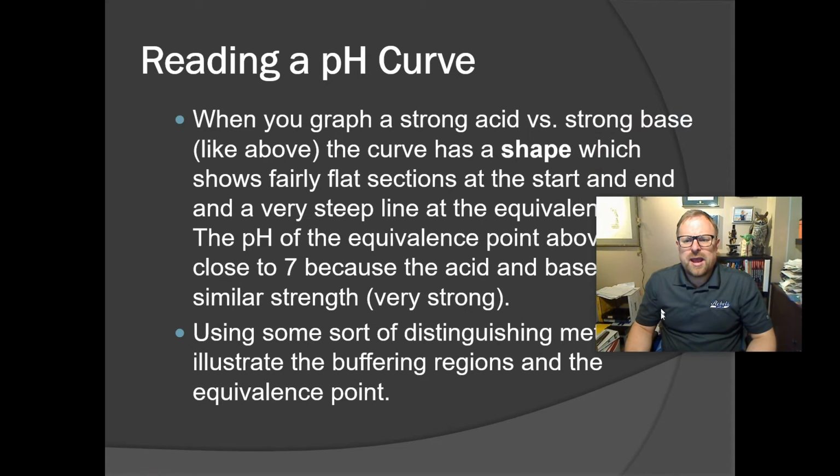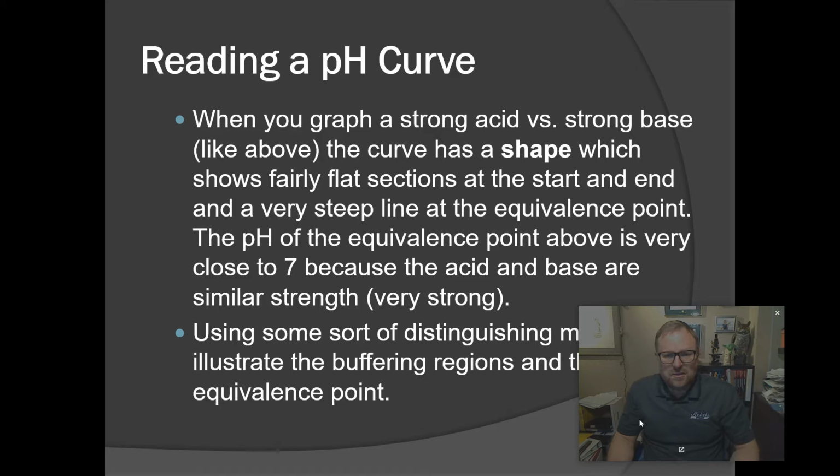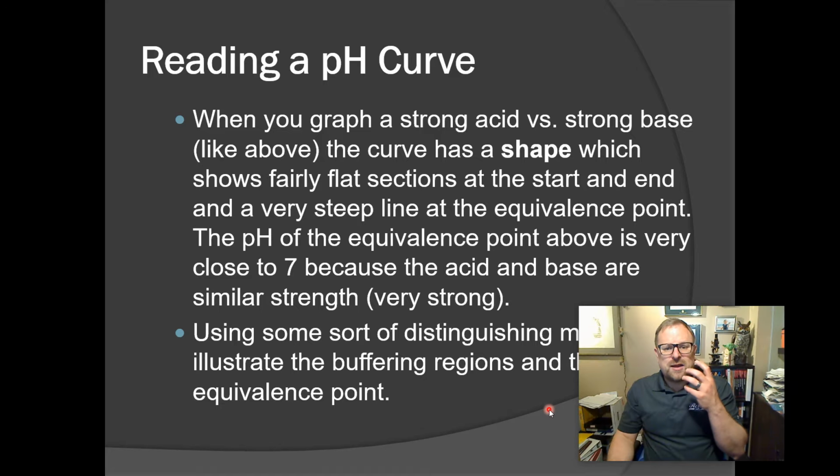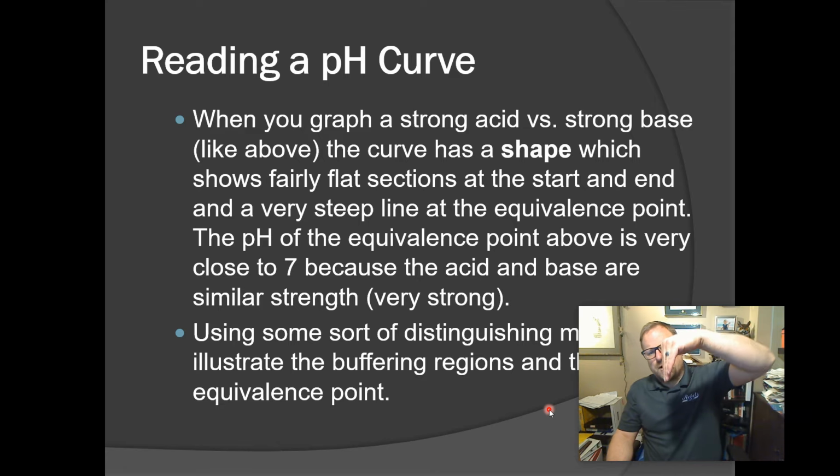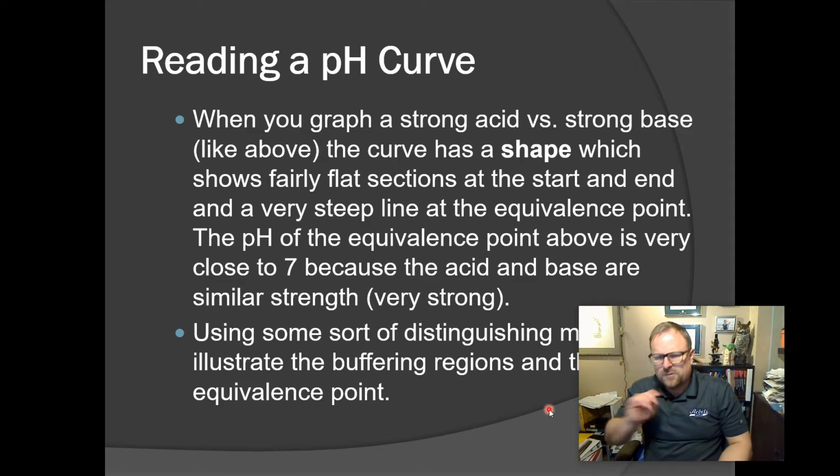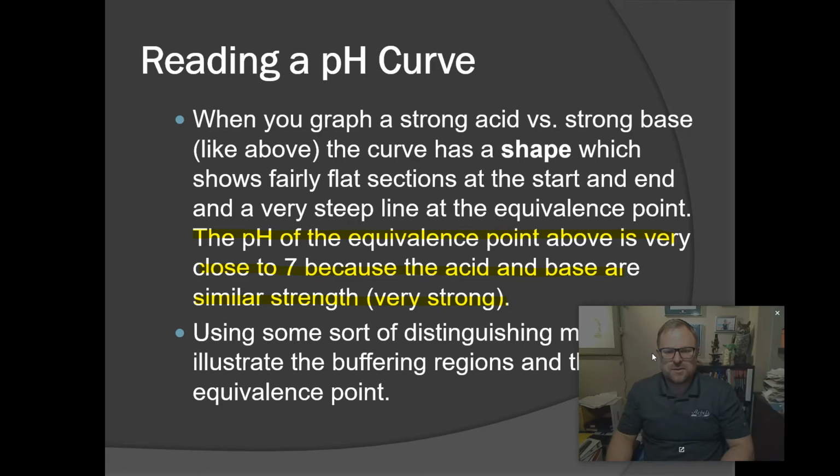When you graph a strong acid versus a strong base, like the example that we just looked at, the curve has a shape which shows fairly flat sections at the start, and then a very steep, almost vertical line at the equivalence point, and then another fairly flat section at the bottom. A strong acid with a strong base, and I'm going to take out my highlighter for this one, is going to produce very close to pH 7 if they are a strong acid and a strong base.